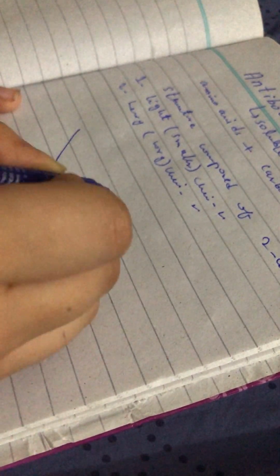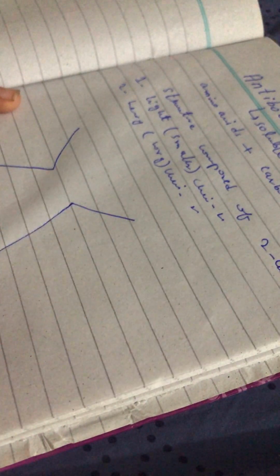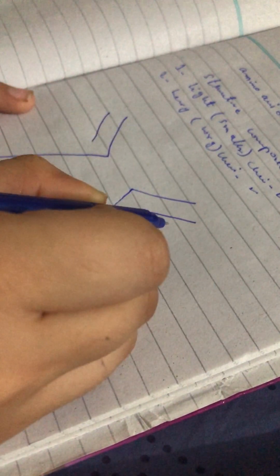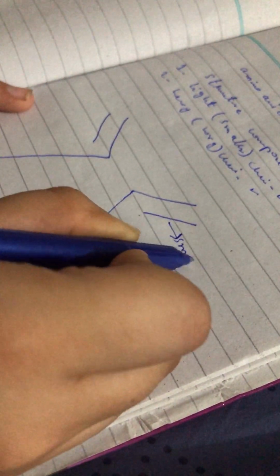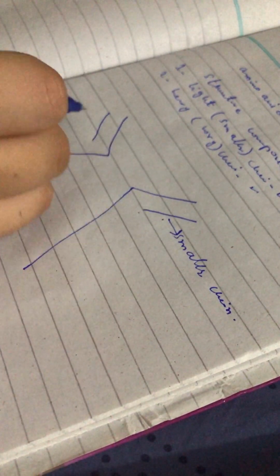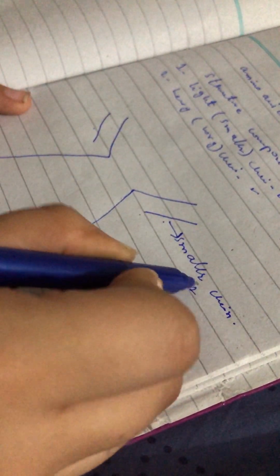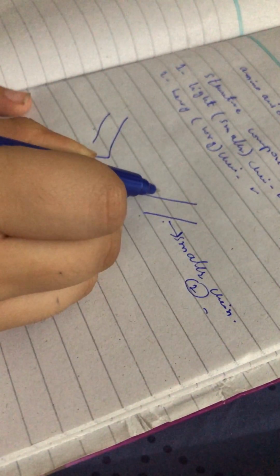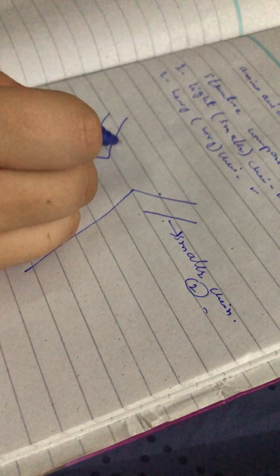So here, if I talk about structure, it is a Y-shaped structure. Antibody's structure is a Y-shaped structure, somehow like this. As I discussed, it has two chains. Basically this chain is the smaller chain, or light chain. These are the two smaller or light chains, one and one.